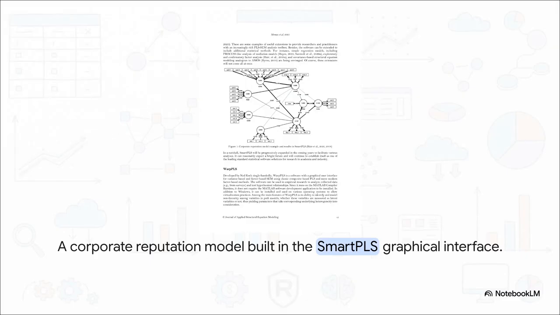And this right here shows you exactly what I mean. What you're looking at is a typical model inside the SmartPLS interface. Every circle, every square is a variable, and those arrows, those are the relationships you think exist between them. You get to draw your theory right on the screen, and the software does all the heavy lifting in the background. It's just a really visual, hands-on way to test your ideas.